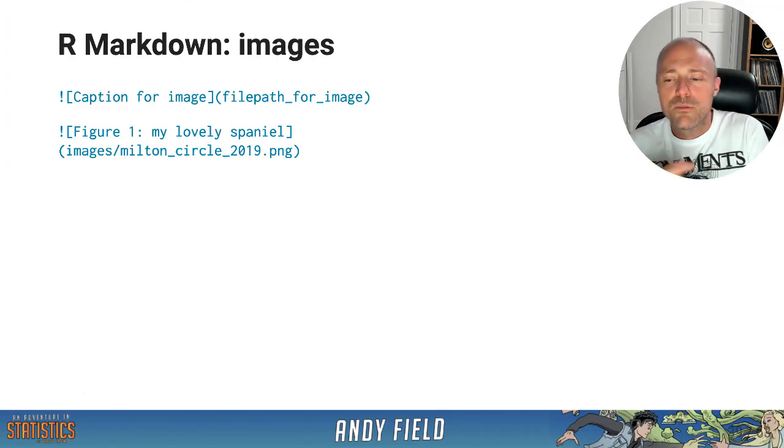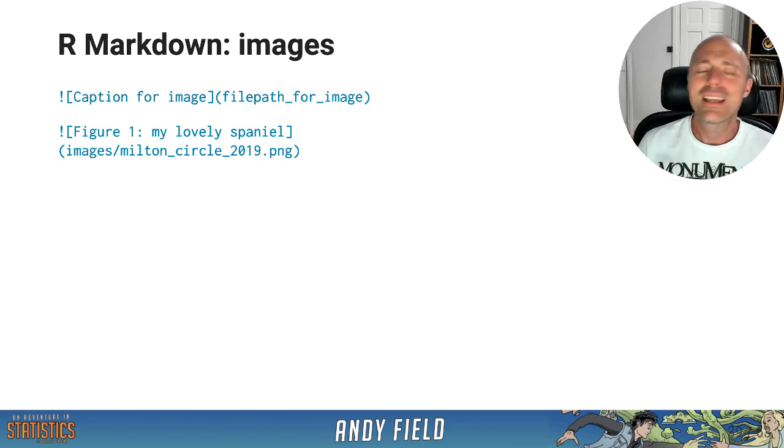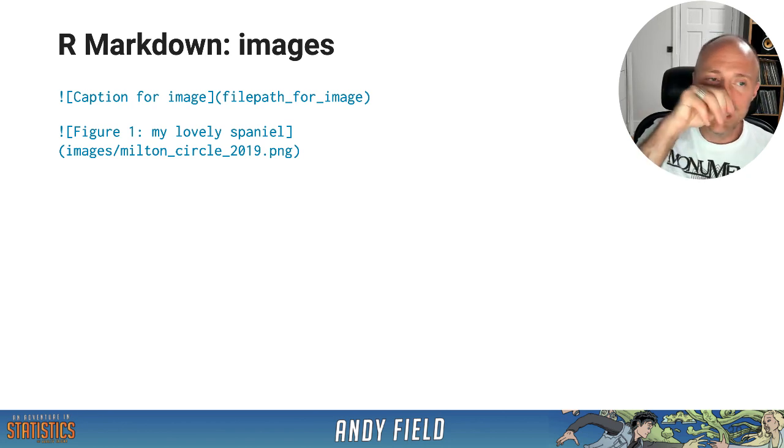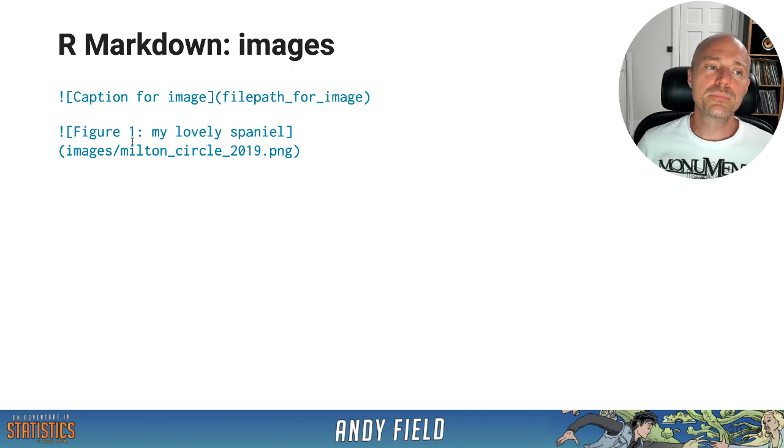Wouldn't it be good if we could put an image of my dog? Because it's my dog's favourite things, but we don't know what he looks like. Now, images are pretty easy to put in. So you put them in by using an exclamation mark and square brackets, and then some round brackets. So within the square brackets, you can optionally put a caption, and within the round brackets, you put the file path for the image.